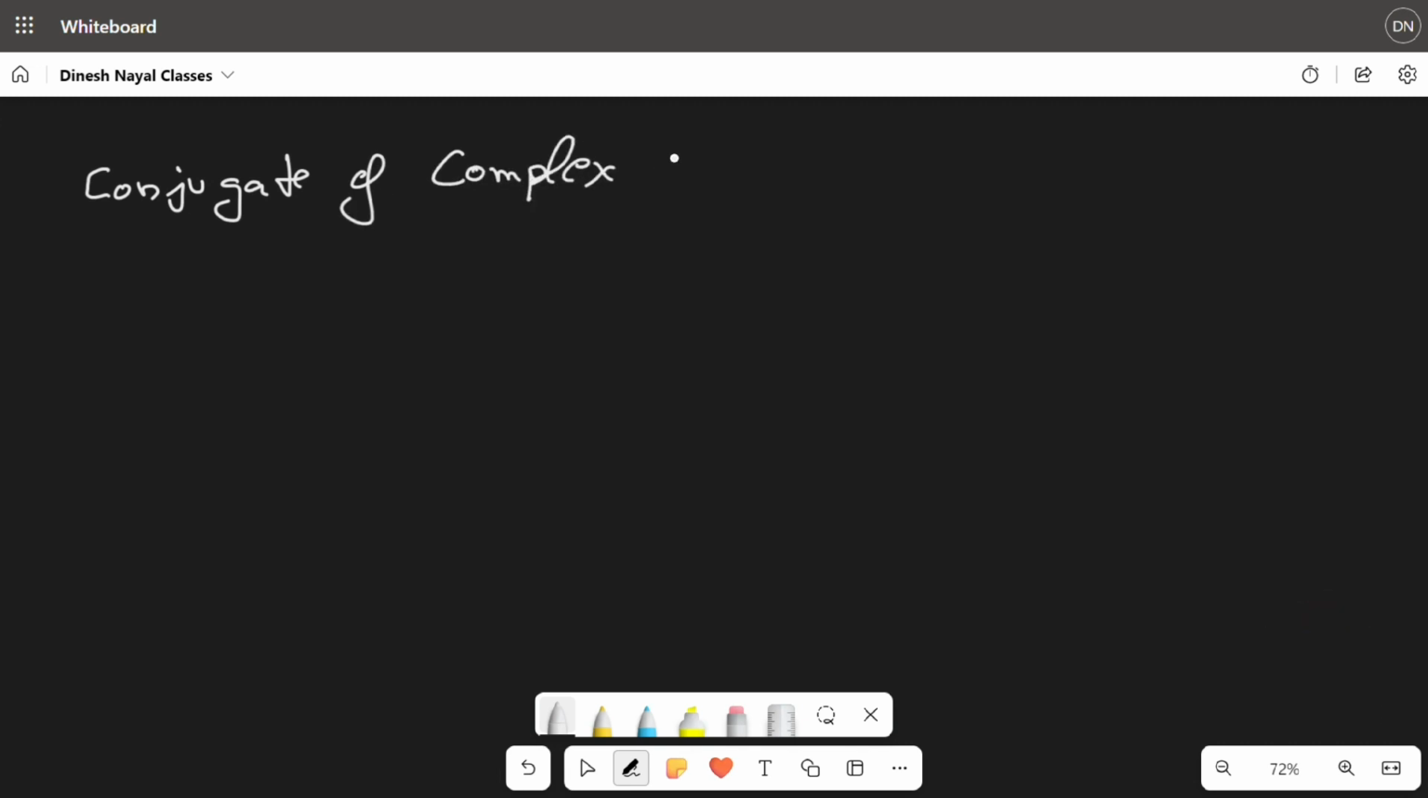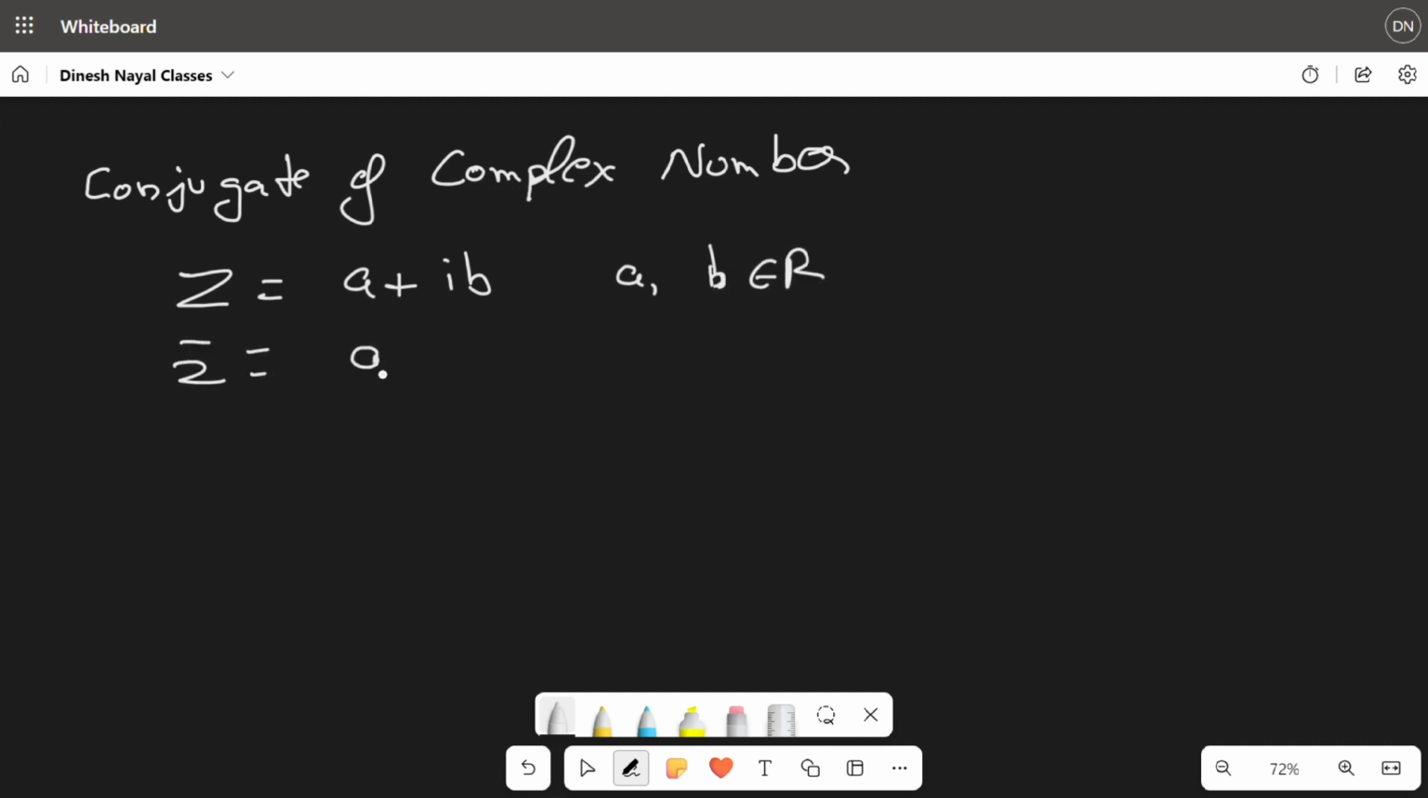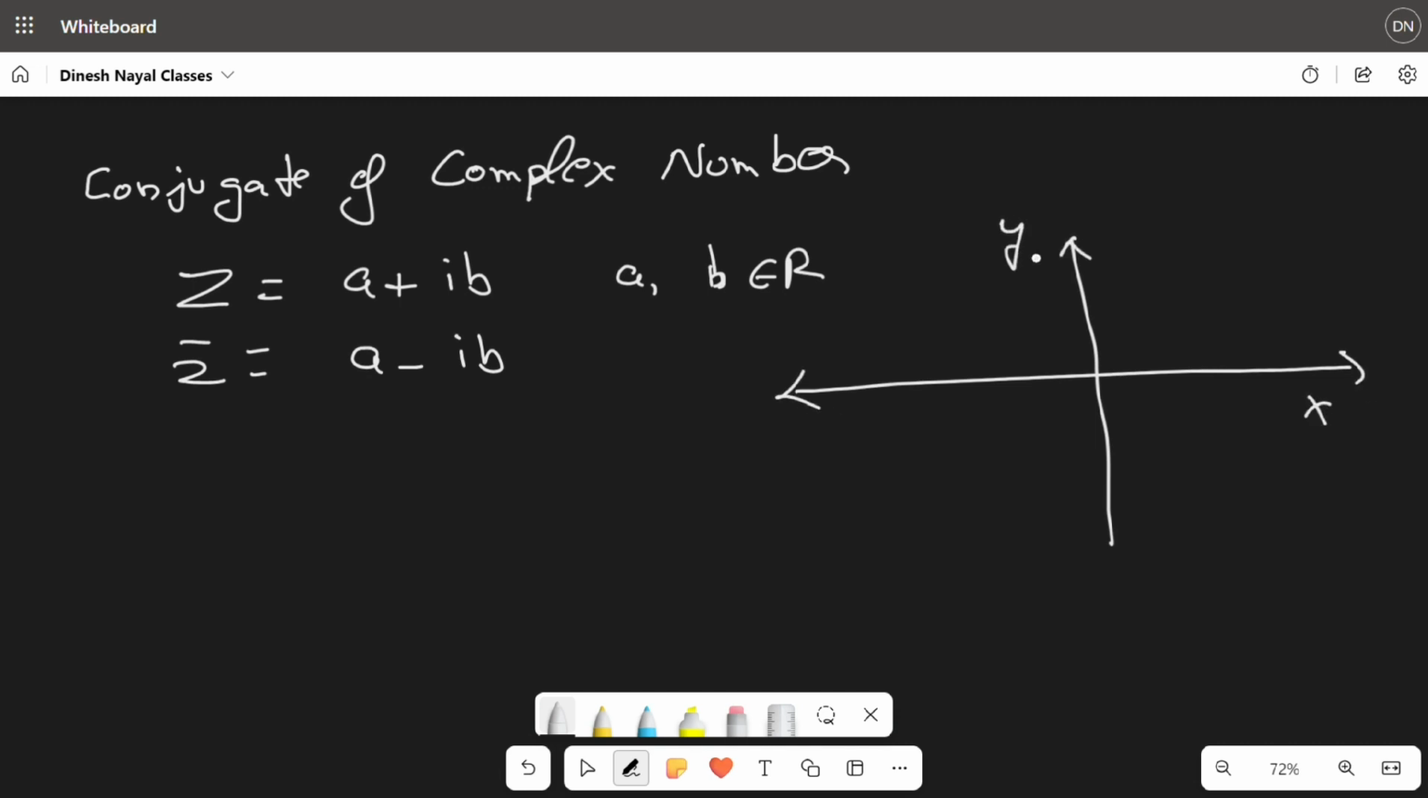Now, the conjugate of a complex number. We know that in Cartesian form z equals a plus ib, where a, b belong to the reals, and the conjugate we used to write as a minus ib. So if we make this an Argand diagram, this is the x-axis and this one is y, the real axis and the imaginary axis.